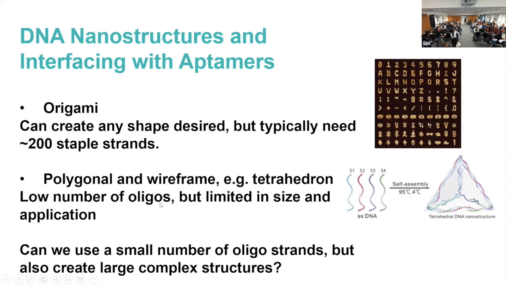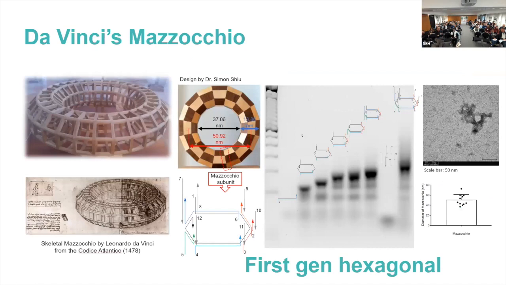Another area where there's been a lot of investigation is small polygon-type structures, particularly the tetrahedron, with the benefit of a small number of oligos. But it's difficult to think of building nanomachines out of these sorts of things. And sometimes these can be limited in what you might be able to deliver or use them for. So a question we asked in the lab was, can we use a small number of oligo strands but also create large complex structures? And this is a question which we had been looking at.